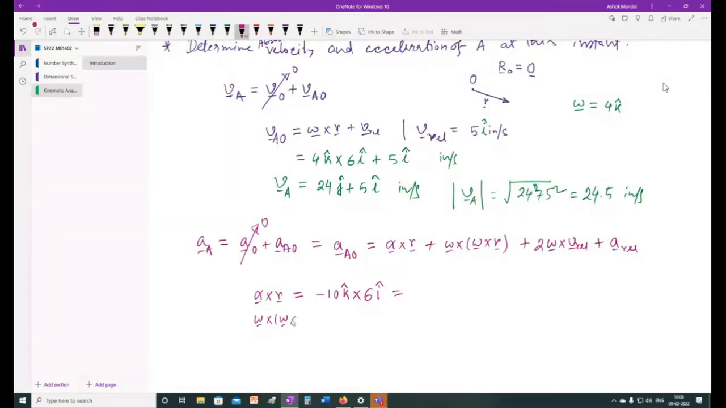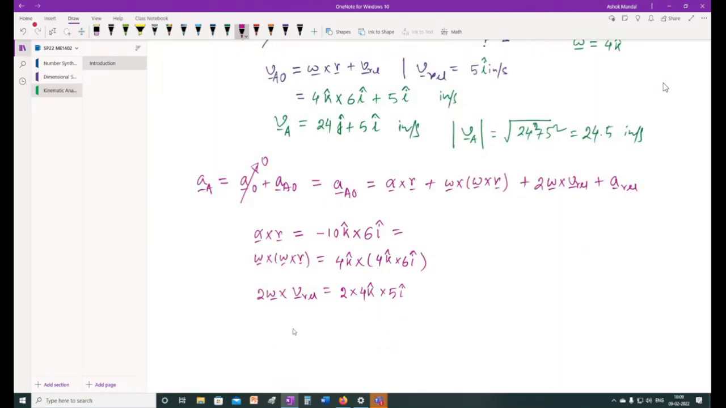What is omega cross r? Already we got this, 24J is the omega cross r, right? So this is 4K into 6i. And the next one, twice omega cross V relative. This is 2 into 4K multiplied with, what is V relative? 5i. Okay?